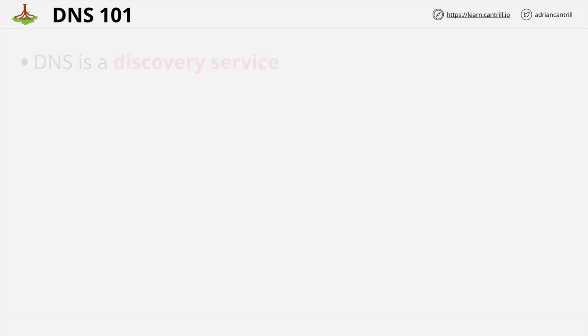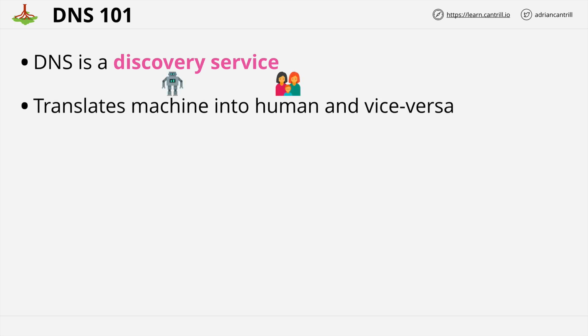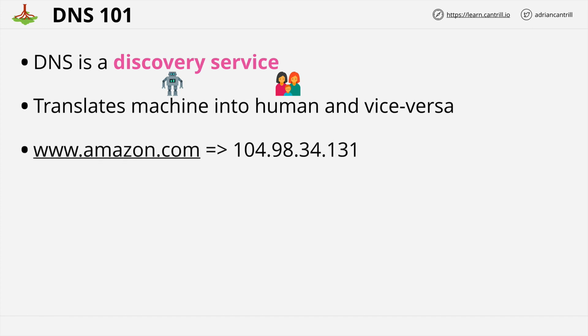At its heart, DNS is a discovery service. It's how systems are discovered on the internet and often in private networks. It translates the information which machines need to and from information which humans need. When using, say, Amazon.com, you might access it using www.amazon.com. But this isn't what your computer uses. That requires IP addresses. And so one function of DNS is to find the IP address for a given domain name. For example, www.amazon.com.